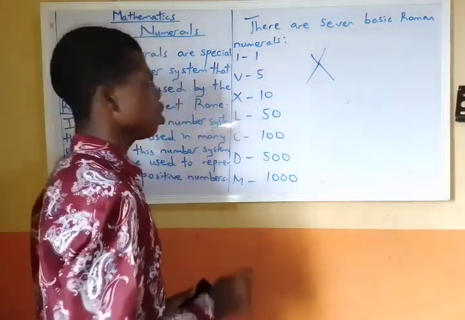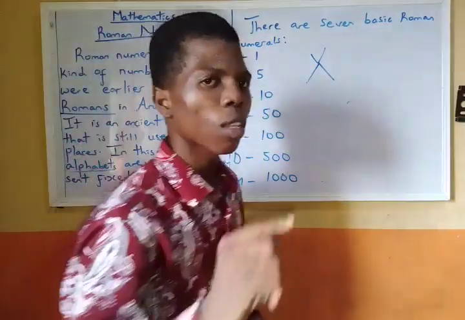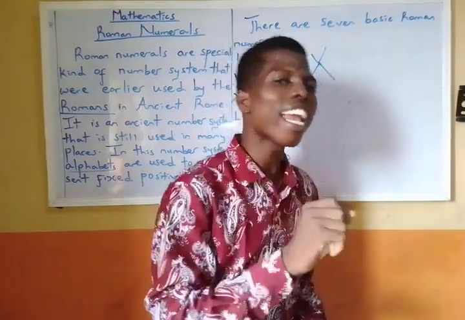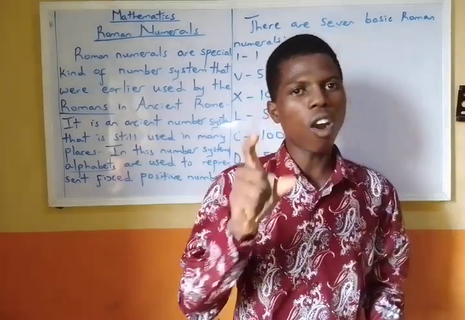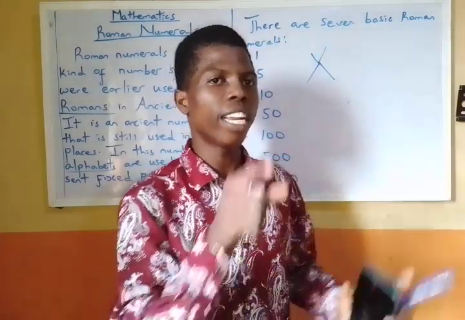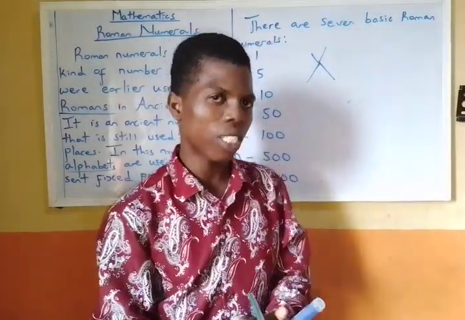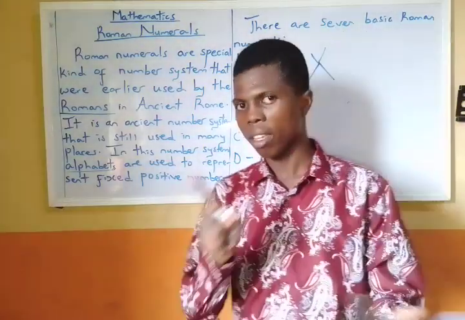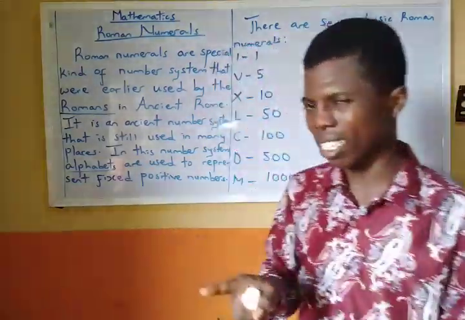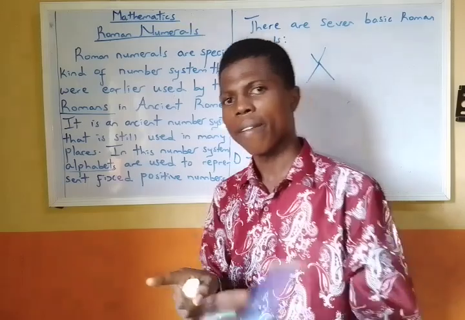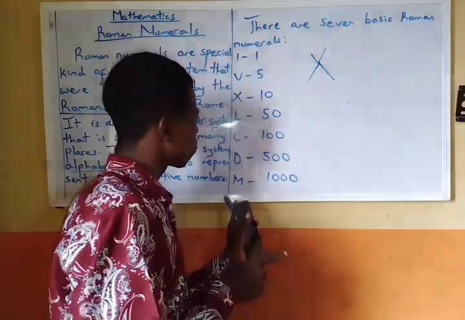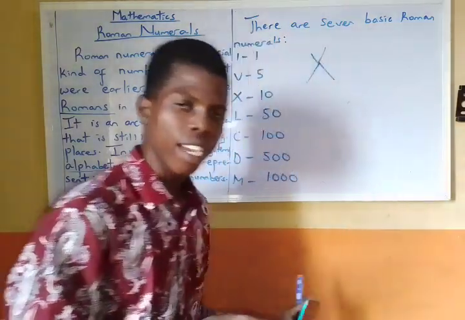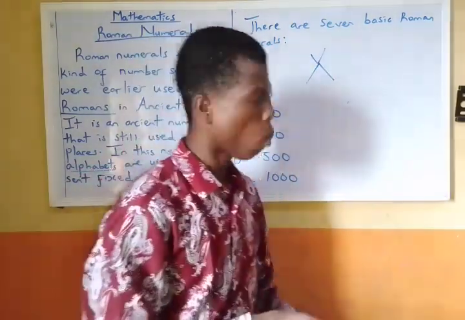Are we together now? So don't forget: I, 1; V, 5; X, 10; L, 50; C, 100; D, 500; M, 1000. Again, let's go. I, 1; V, 5; X, 10; L, 50. Are we together? Then we have C, 100; D, 500; M, 1000.